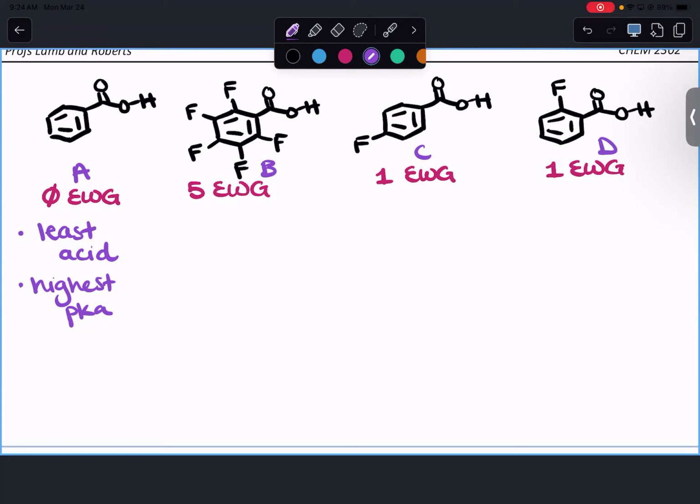Okay, now 1 versus 5. Well, if we're introducing just 1, then adding several more is going to significantly increase the electron withdrawing capabilities of that ring. So that means that when you have 5 electron withdrawing groups, you're now going to make this way more acidic. And it's going to have the lowest pKa.